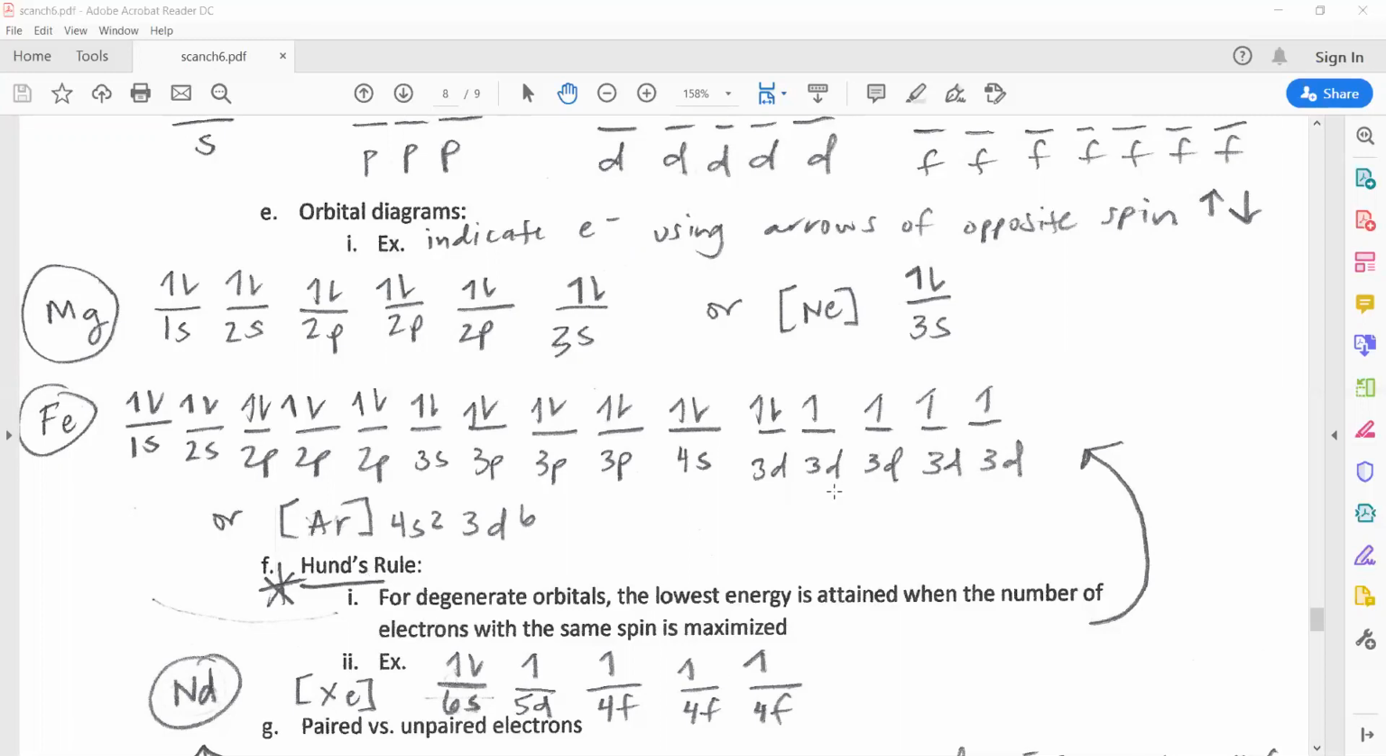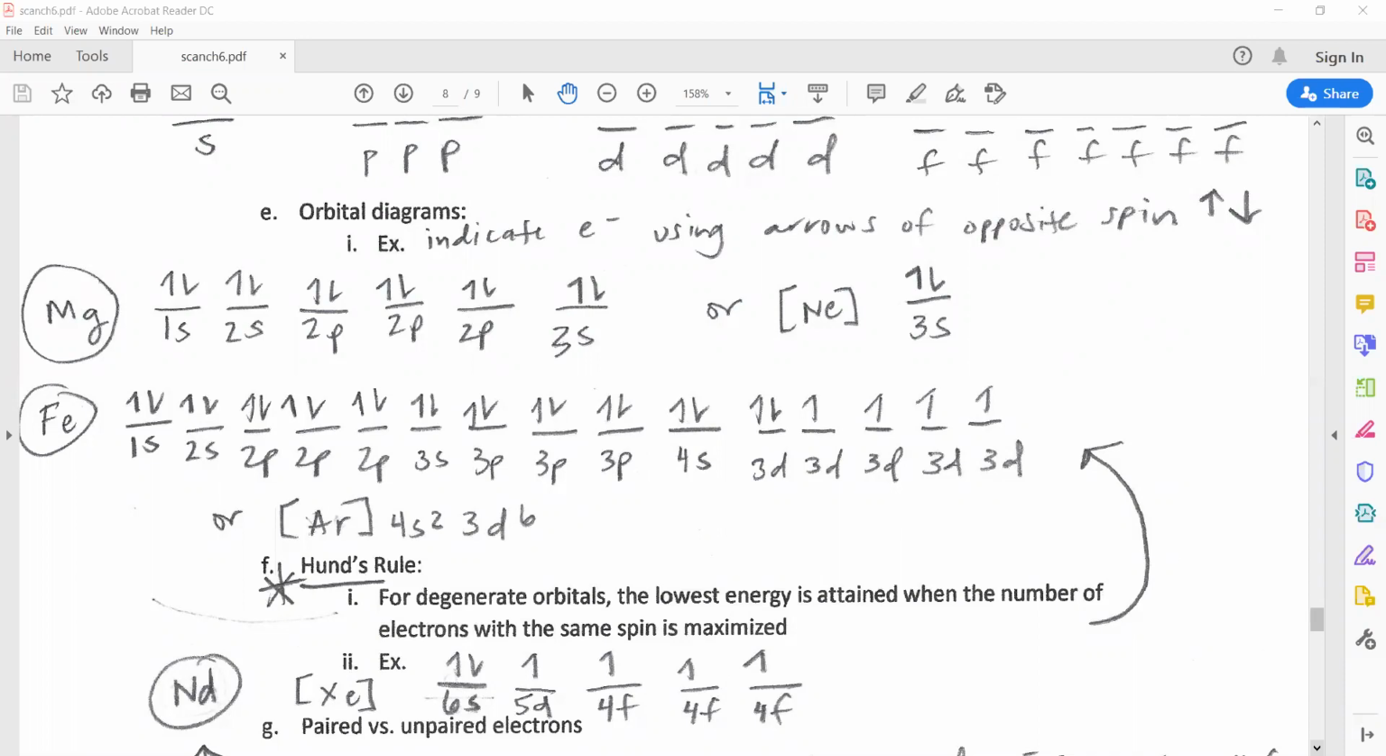And so when you get to degenerate orbitals or repetitive orbitals, you have got to fill them in one at a time with all up arrows or all down arrows, whichever you prefer. So I did 1, 2, 3, 4, 5, and then I was forced to share that 6th one. And here for the noble gas, I could have put argon all the way up to the 3p6, and then I would have shown the rest of this, the 4s2 and the 3d6. So that's called Hund's rule.